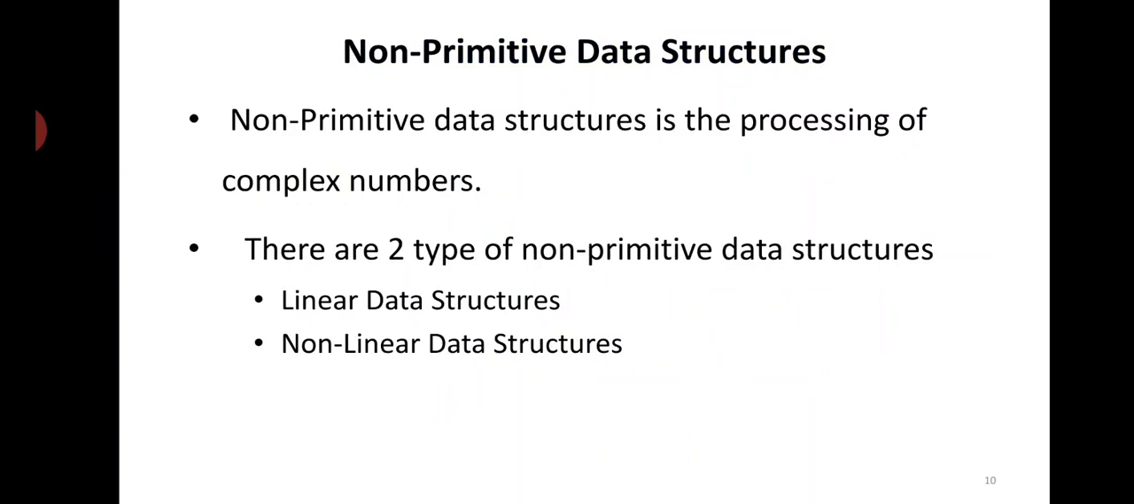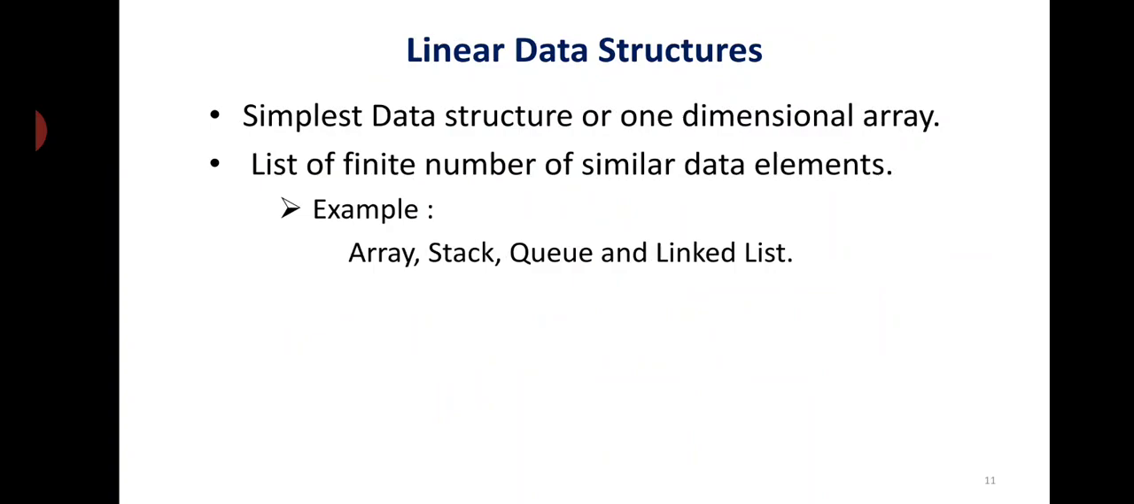As you studied, there are two types of non-primitive, linear data structures and non-linear data structures. Linear means what? It is simple, or one dimensional array. You have studied array, right? So the simplest data structure or one dimensional array can be called linear data structures, which show the adjacency relationship. A list of finite numbers of similar data elements. Examples of linear data structures are: array, which is static, stack, queue, and linked list.